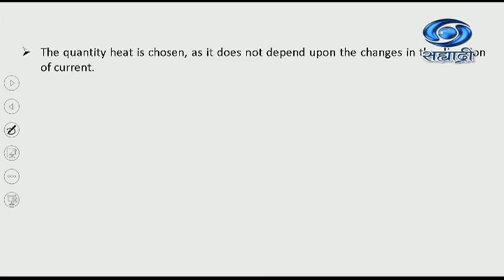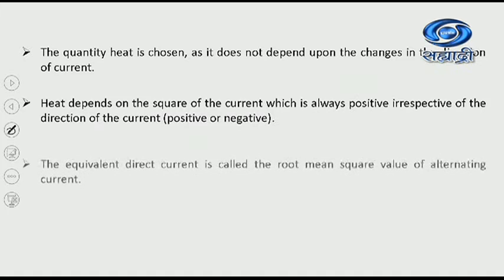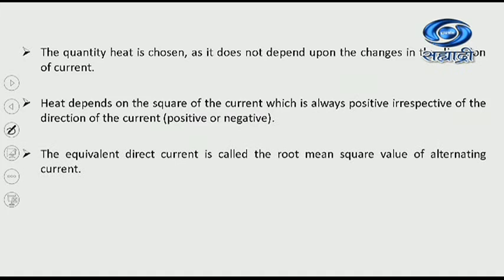The quantity heat is chosen as it does not depend upon the changes in the direction of the current. Heat depends upon the square of the current, which is always positive irrespective of the direction of the current. Means whether current is positive or negative, the square of the current is always positive. The equivalent direct current is called the root mean square value of the current.